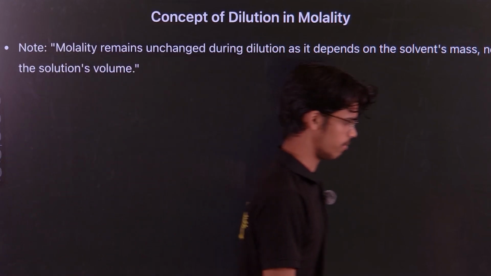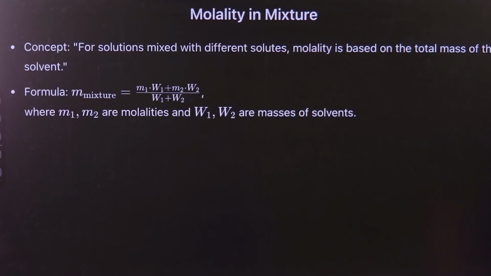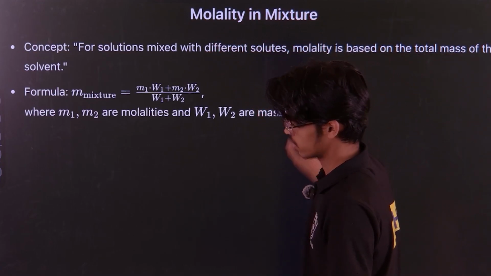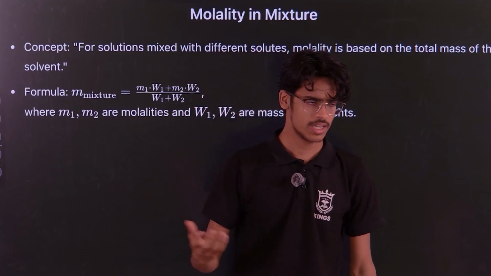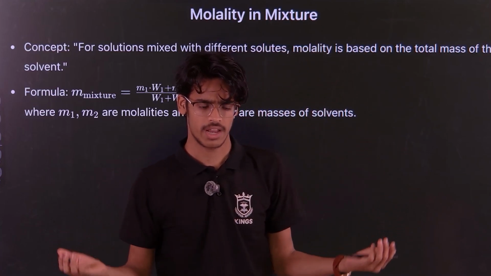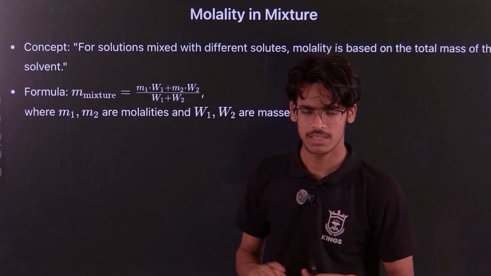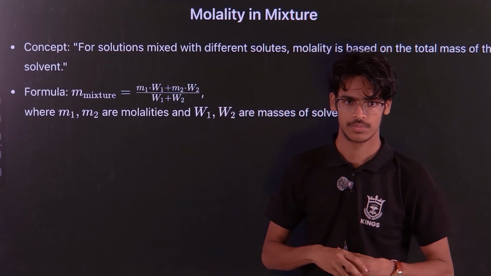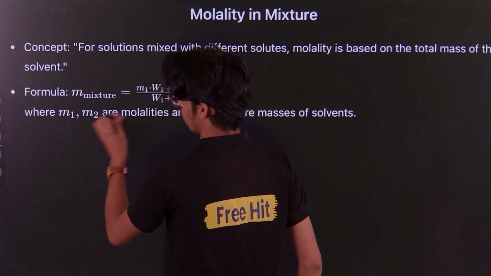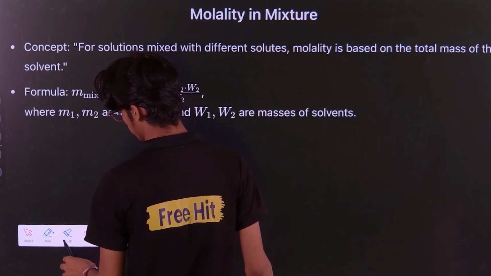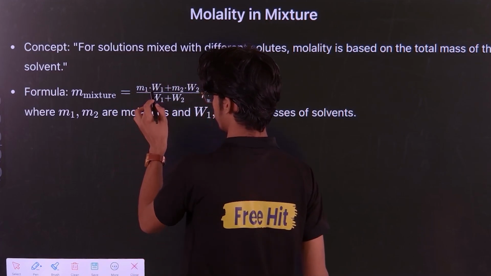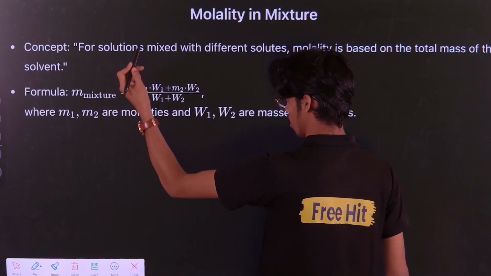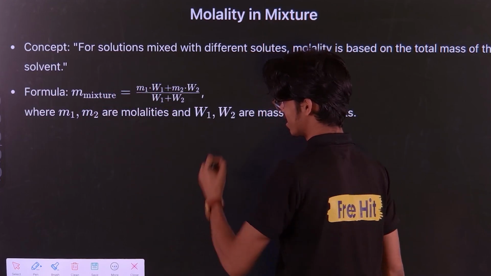But let's go on. Let's see what happens in case there is a mixture. Molality in case of a mixture. We have solution 1 with some molality, we have solution 2 with some other molality, and we try to mix them together. If you have seen my molarity video, this is the same formula that we studied, right? M1 V1 plus M2 V2 upon V1 plus V2 is equal to the molarity of the mixture. And this is the same exact formula.